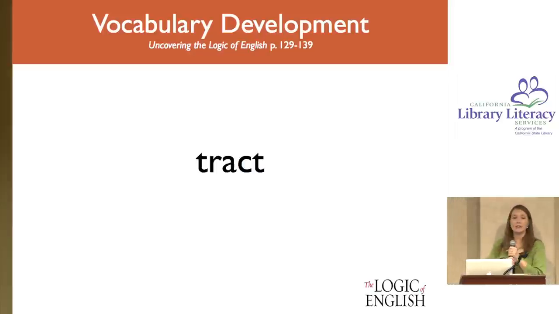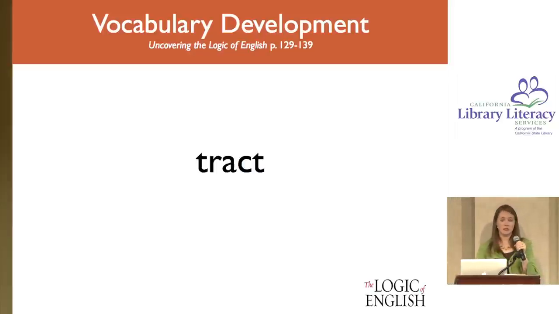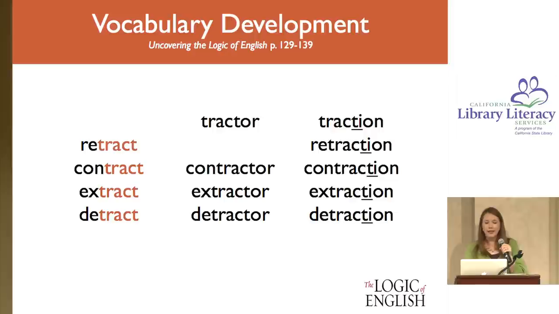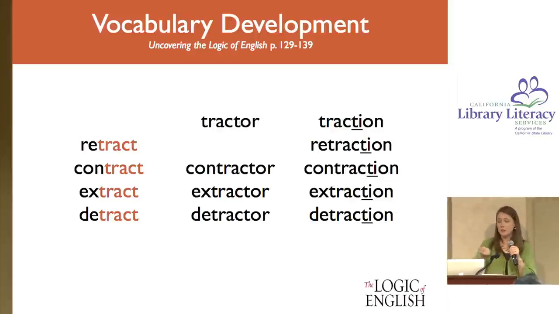Does anyone know what tract means? It means to pull. And we have a tractor. A tractor does what? It pulls. If we retract, we pull back. Con means with or together. So a contract is something where we pull together. I think that is a really beautiful picture of what it means to contract with someone. Or a contractor on a job site is someone who pulls everybody together.